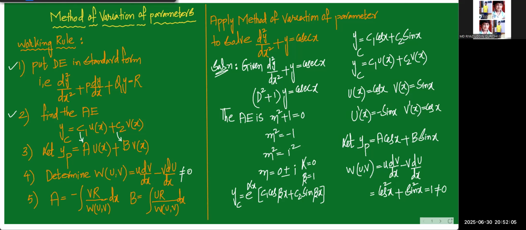We require compulsorily that the value should not be 0, then only we can move on to find out the a and b values. Moving to the next page to find out a and b.